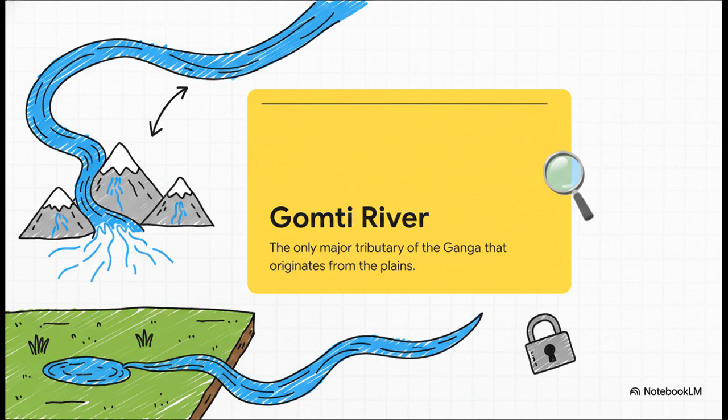Now, what's really interesting about this is a fascinating geographical anomaly called the Gomti River. Unlike almost every other major tributary that crashes down from snowy mountain peaks, the Gomti is the only major tributary of the Ganga that originates directly from the plains. It starts its journey right at Fulhar Lake in Uttar Pradesh. Definitely lock that fact into your memory for exam day.